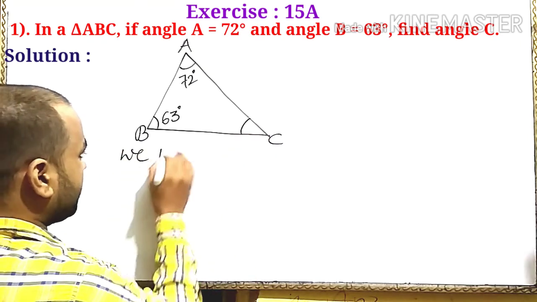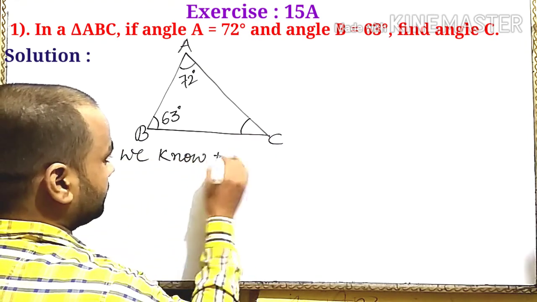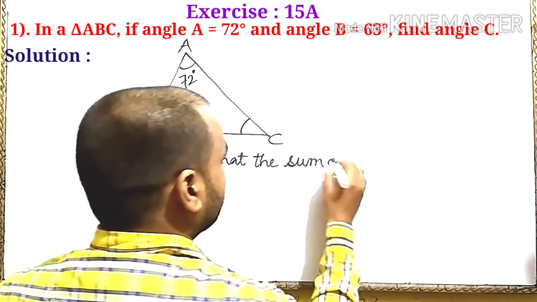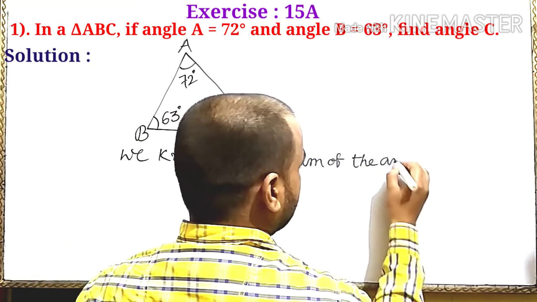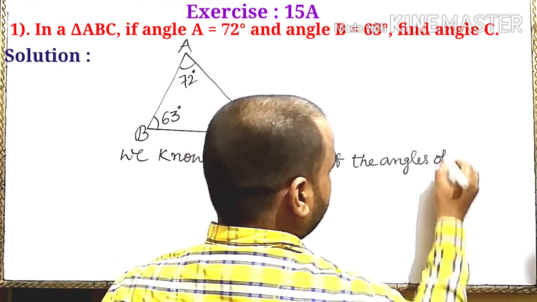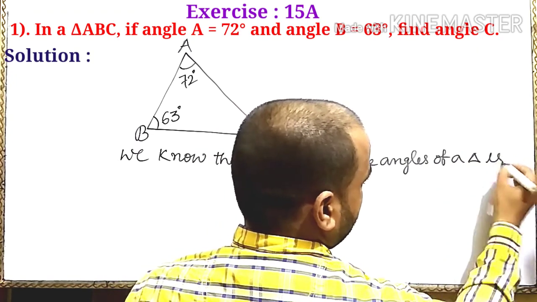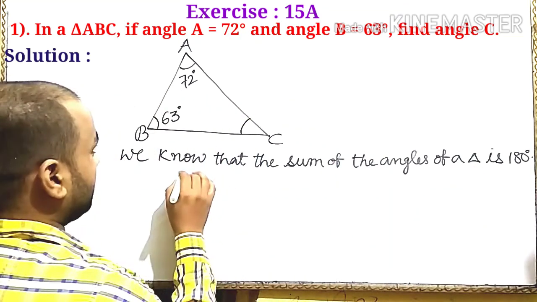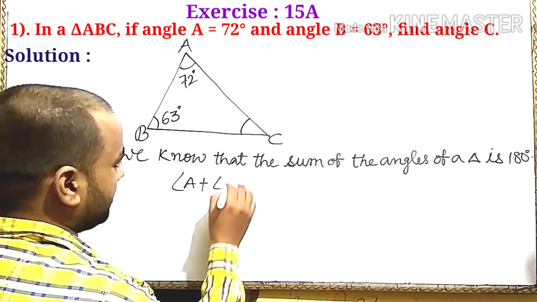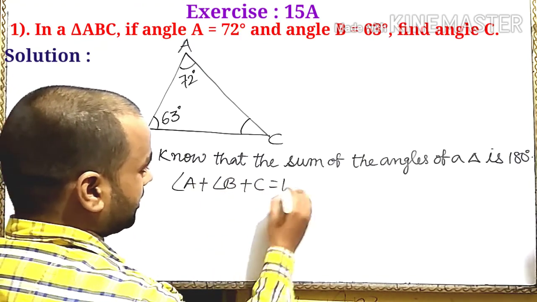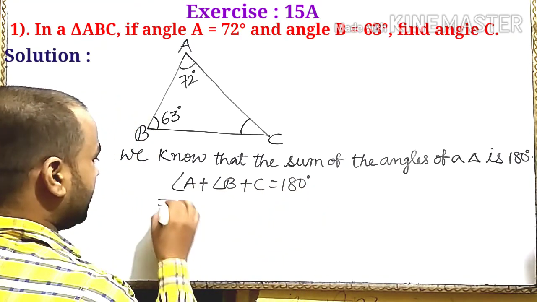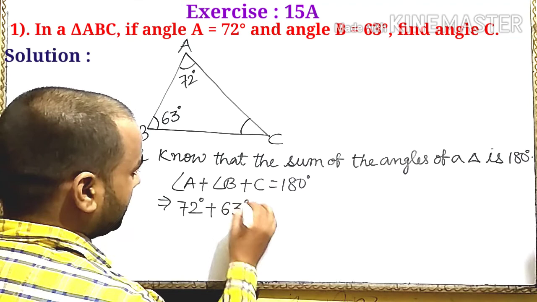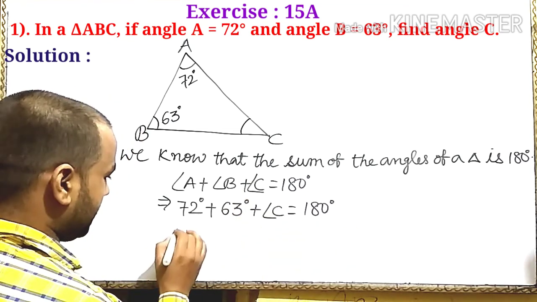So we know that the sum of the angles of a triangle is 180 degree. This is the symbol of triangle. The angle A plus angle B plus angle C is equal to 180 degree. Angle A is equal to 72 degree, angle B is equal to 63 degree, plus angle C is equal to 180 degree.